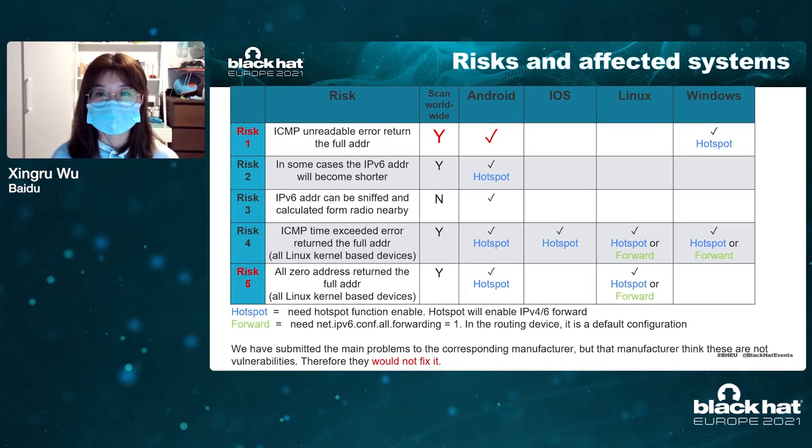Okay. As we can see from the video and the table, multiple operating systems are affected, including almost all operating systems. At the same time, Android system and embedded Linux system seem to have the greatest impact. For example, Risk 1 affects all Android devices, and there is no need to turn on hotspots and other conditions. Risk 5 needs forwarding turned on, but many routing devices turn on forwarding themselves.